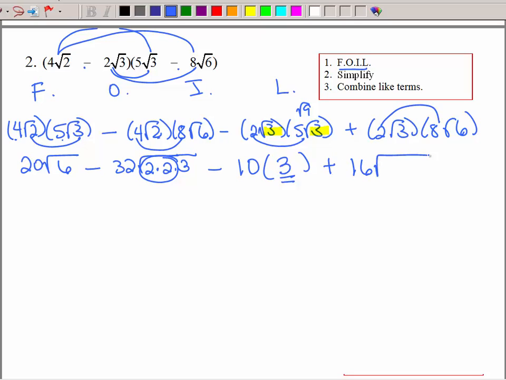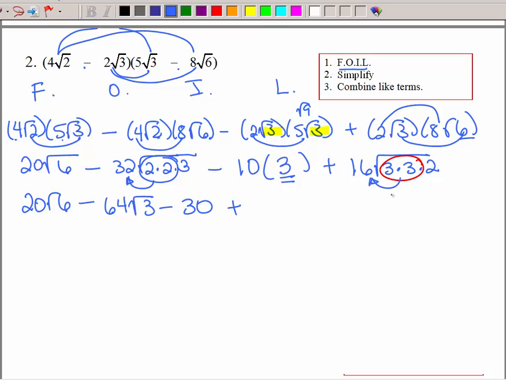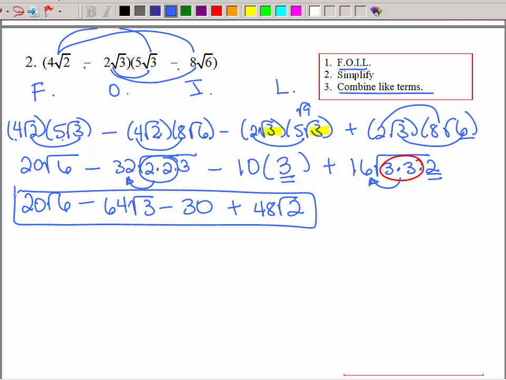Outside, that's 16. Inside, that's 3 times 2, because 6 is 3 times 2. Again, you could write 18, then you need to factor it anyway, so I'm just kind of skipping that step. So here I have 20 square root of 6. The 2 comes out, times 32 is 64. No radicals, that's just 30. 3 times 16 is 48. And it leaves that 2. I look at that. I have all these different kinds of radicals. None of them are alike. There's no like terms. That's all there is to it. Okay, just take it a step at a time.